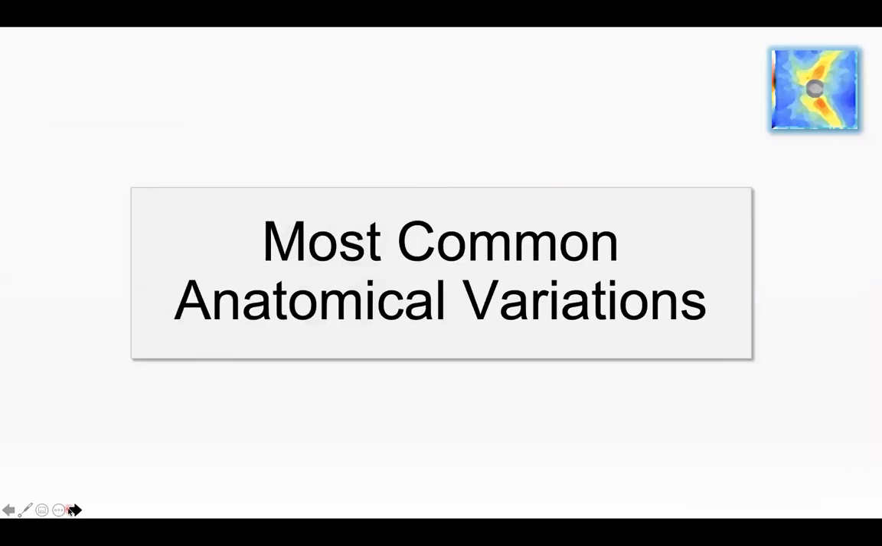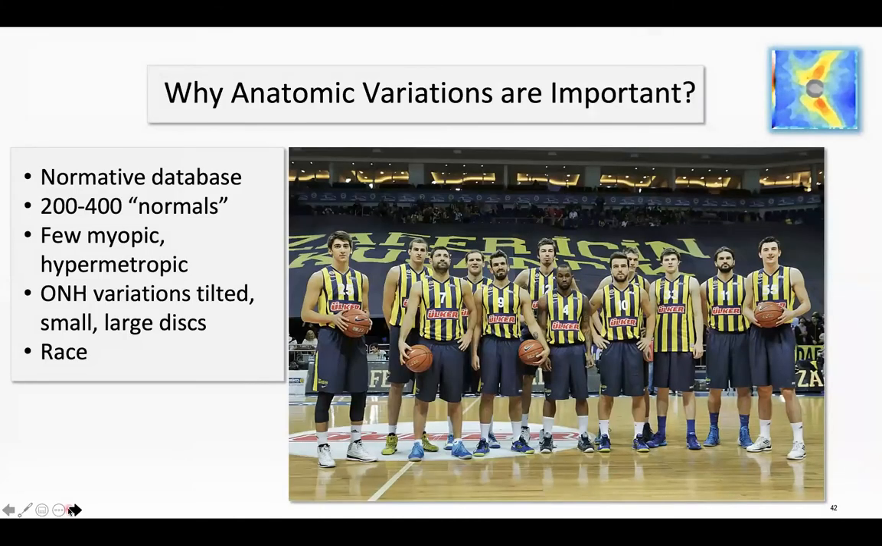And now, anatomical variations can occur in nearly 1/3 of the cases. Few examples. All devices use normative databases for comparison and classify patients according to these comparisons. These databases have around 200 to 400 normal eyes, depending on the machine. And the number of high myopes and hypermetropes is few, and the optic nerve head and RNFL have great variations like tilted discs, small or large discs, and also race is an important factor.